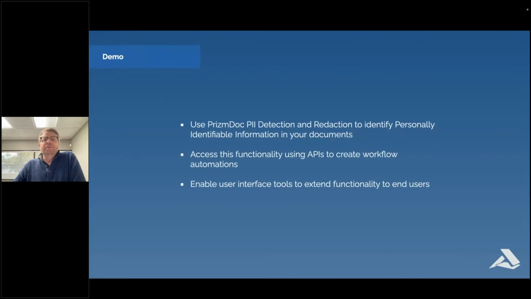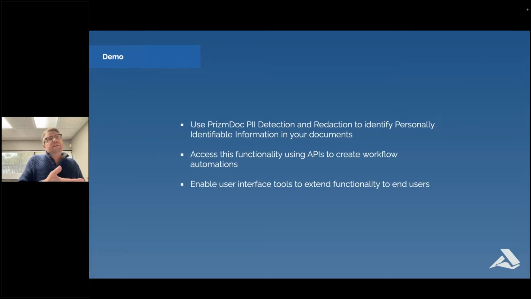So what we've done in PrizmDoc today is we've built a PII detection and redaction module that is used to identify personally identifiable information in your documents. And again, that's any text document that we have, and any document that has text in it. So it could be PowerPoint, emails, Words, PDFs, whatever, that we support in the PrizmDoc viewer.